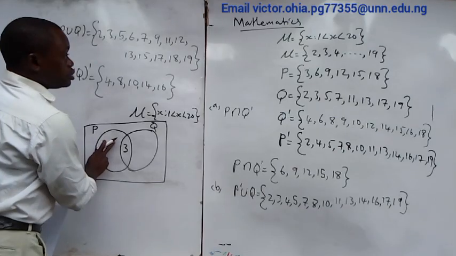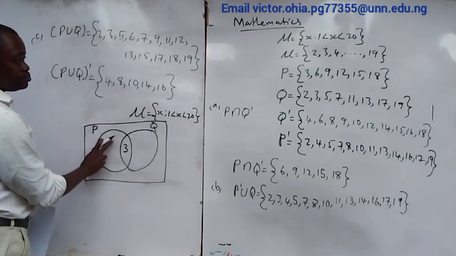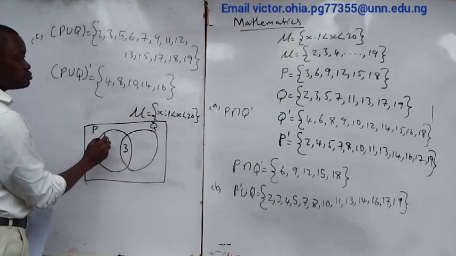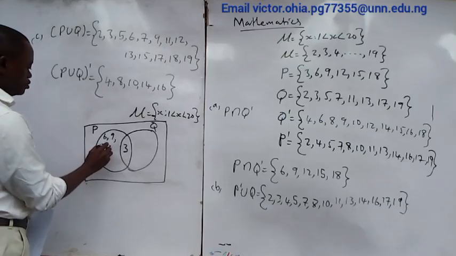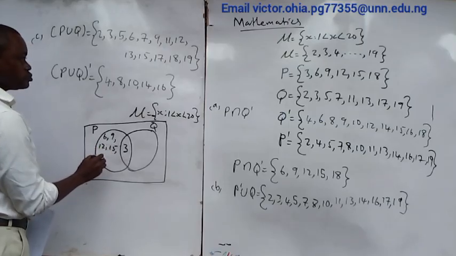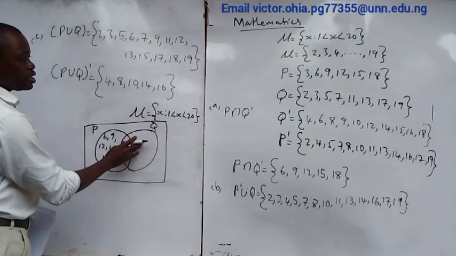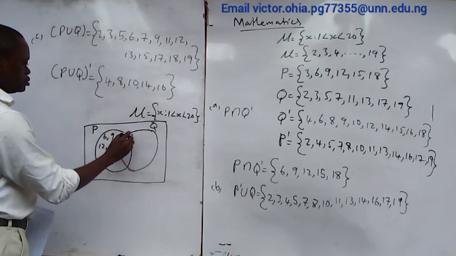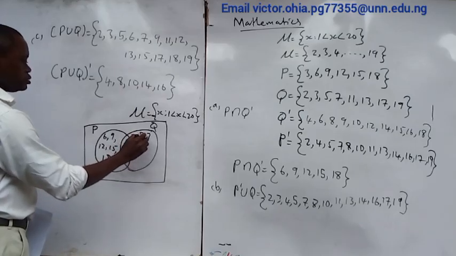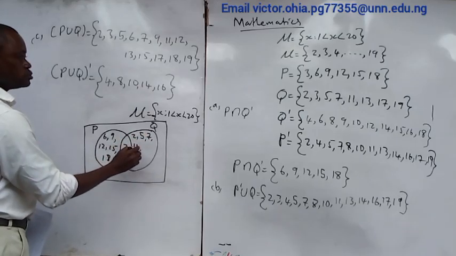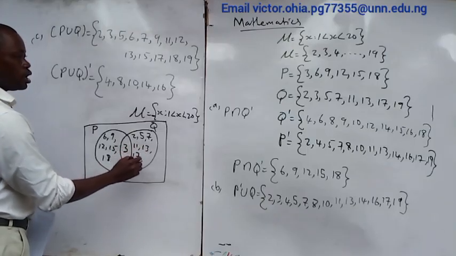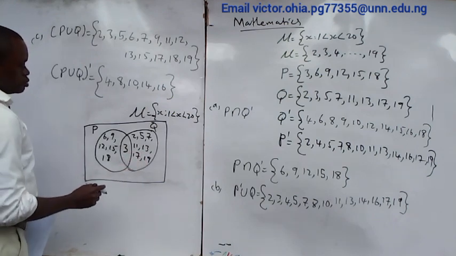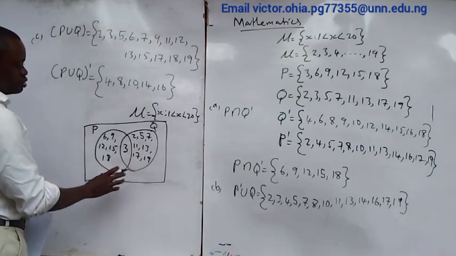For P, the ones that are not only in P will now be 6, 9, 12, 15, and 18. The ones that are here will be 2, 3 is already here, 5, 7, 11, 13, 17, and 19. So, but the question is that, are all these things all the elements that are in this universal set?